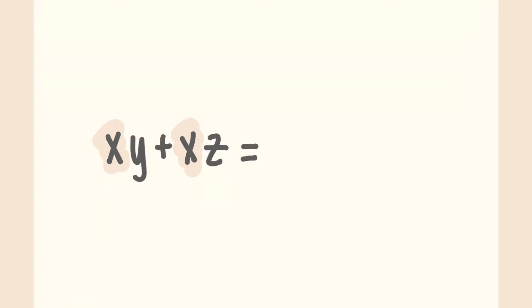If we look at xy plus xz, we can see that we have an x in the first term and an x in the second term. Therefore, x must be our common factor. Let's move on to the second step, which is to write the factor. Then finally, the third step, write what's left.